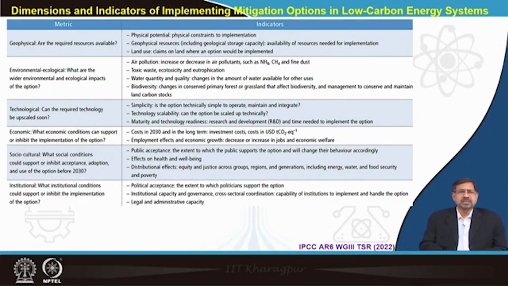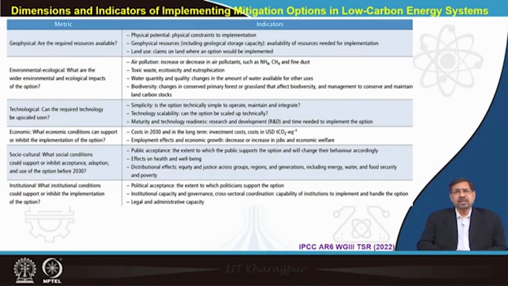Come to the sixth one, that is the institutional. So, what are the institutional conditions that could support or inhibit the implementation of the option? One is the acceptance at the political sector, the capability in terms of institutional and governance sector, and also our readiness or capability as far as the legal and administrative framework is concerned. So, all these 6 sectors make the matrix and the indicators that define these matrices.